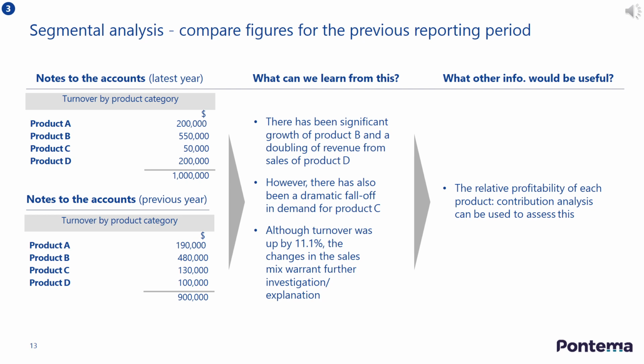Further investigation may reveal differences in terms of business models, such as pricing or production costs. Also consider what additional information would be useful to you, such as the gross profit contribution, which we will look at next.